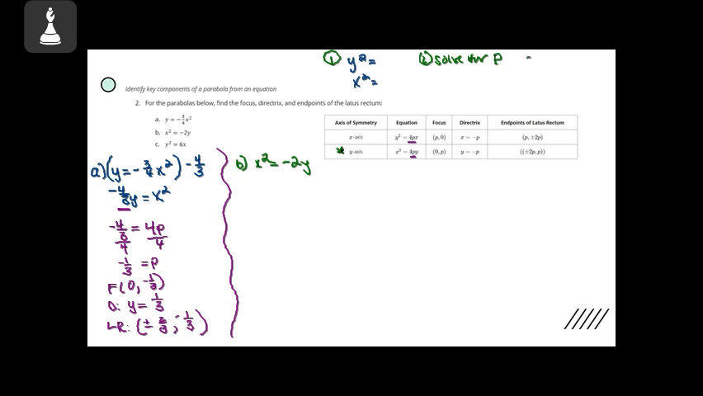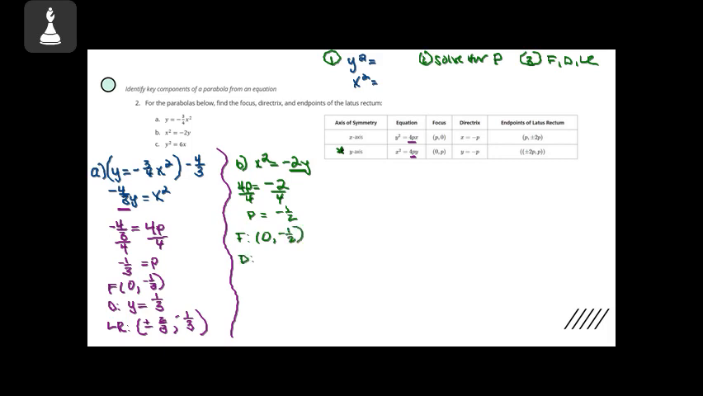All right, so we're going to set 4p equal to what is in front of the single variable here, negative 2. So to get p by itself, I'm going to divide through by 4. And that's going to give me a negative half. Once I have that, I'm just going to follow my formula here. So the focus is 0, comma p. So 0, negative a half. The directrix is y equals negative p. So y equals the opposite of negative half is positive a half.